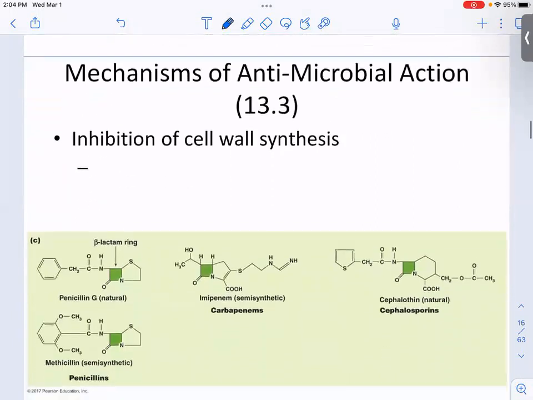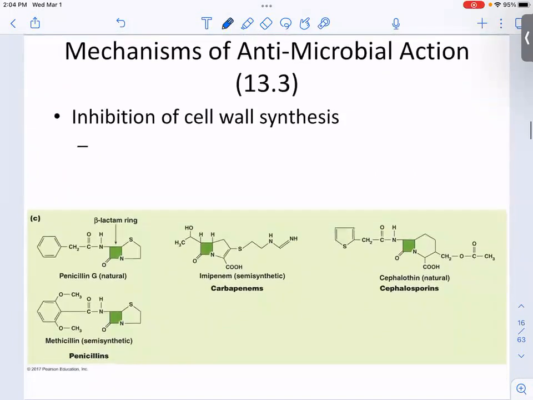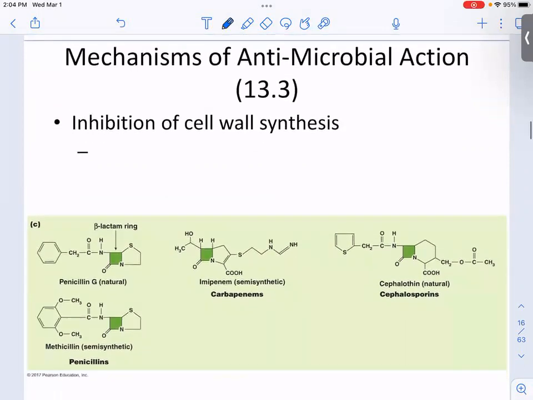Okay, I have a couple questions that I'll ask, but they're coming up soon. So, thinking about mechanisms of action of different drugs, I mentioned that about half of the drugs that we use target cell walls. So let's start with that. There's a huge class of antibiotics that inhibit cell wall synthesis, and those are called the beta-lactam antibiotics.